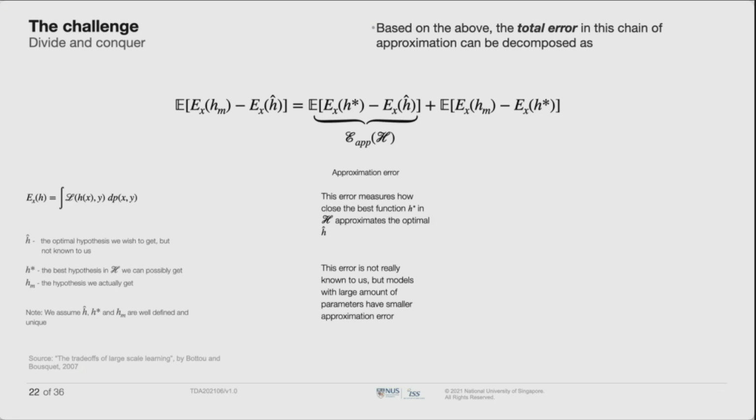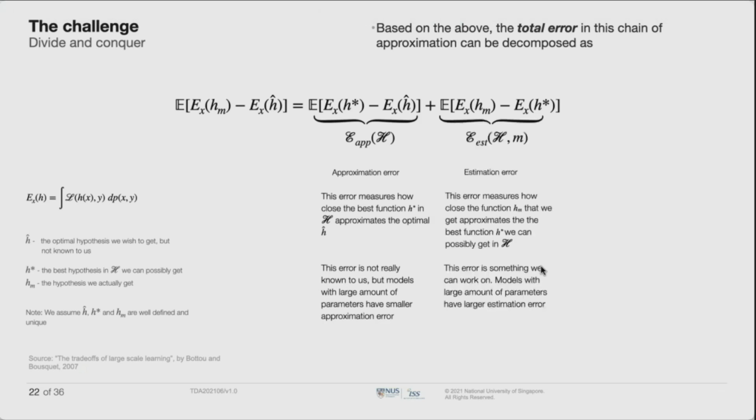From here, you can see why deep learning models in general work so well. They have a huge number of parameters. The second error is called the estimation error. We can measure this. This error tells us how close the function HM approximates the H asterisk. This error is something we can work on. However, just now we know that models with a large number of parameters tend to have smaller approximation error. But when it comes to estimation error, models with a large number of parameters instead have larger estimation error. So, in order to reduce approximation error, we have to use a large model. But when we use a large model, the estimation error will be big. So what can we do?